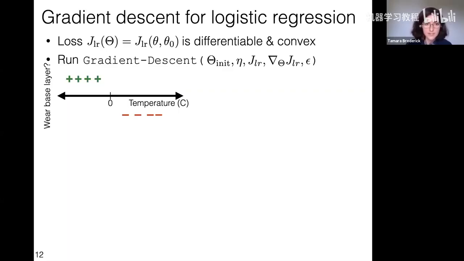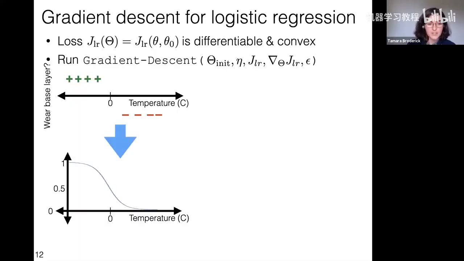Now, something you'll notice is that in this particular data set, I don't have data between the pluses and the minuses. In the last two data sets, we saw that there was an area where sometimes I was wearing the coat and sometimes I wasn't. And here I just happened to not collect data in that area. And we said we wanted to express that we're just uncertain about that. So let's see what it looks like when I run gradient descent.